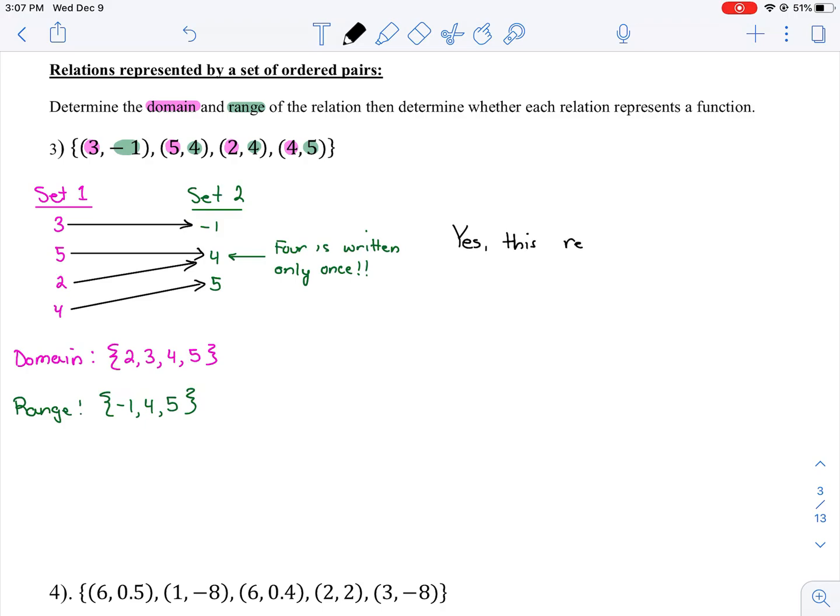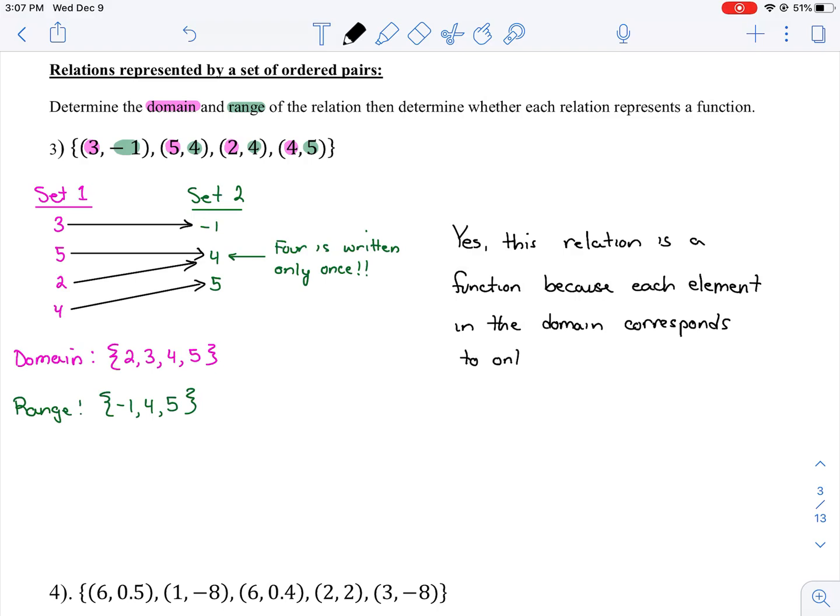This relation is a function because each element in the domain corresponds to only one element in the range.